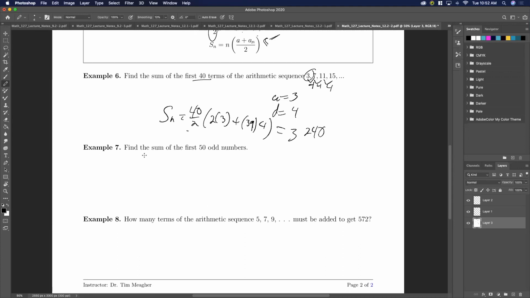The sum of the first odd numbers. So find the sum of the first 50 odd numbers. So this would be 1 plus 3 plus 5 plus dot dot dot, and this actually goes all the way to 97 plus 99. So 99 is the 50th odd number, just in case you're wondering. You can do this either way you like.